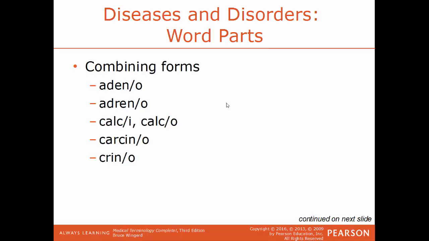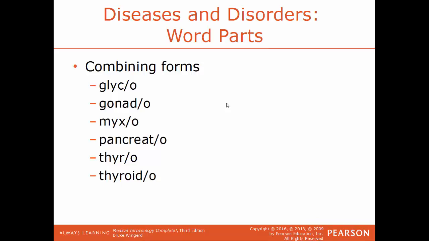Some common combining forms you'll see. Adeno is a reference to a gland. Adreno is a reference to the adrenals. Calci or calco is a reference to calcium. Carcino is a reference to cancer. Crino or crino is a reference to a secretion.